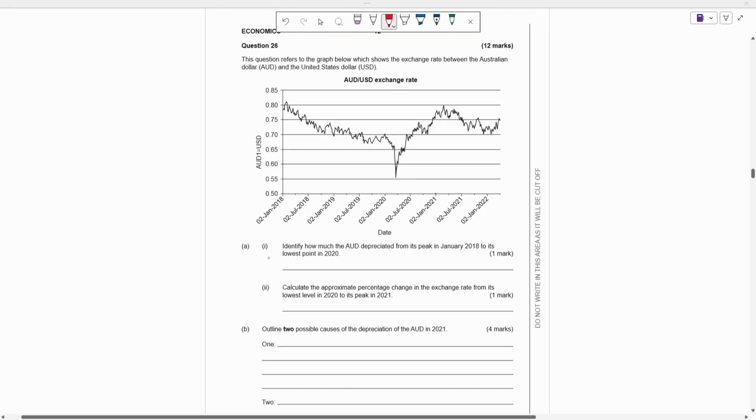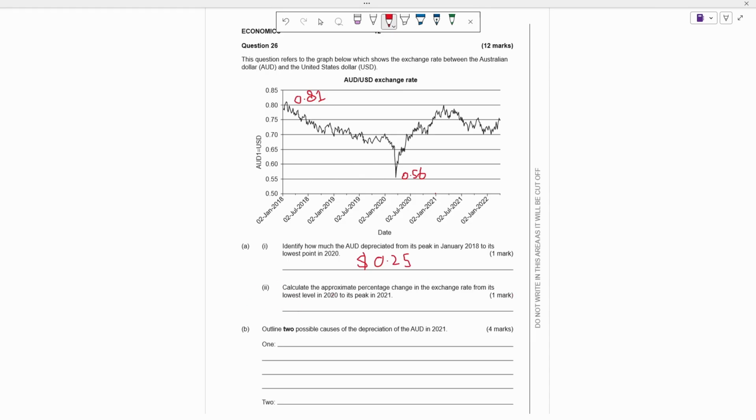Question 26A1. Identify how much the AUD depreciated from its peak in January 2018 to its lowest point in 2020. So its peak in January 2018 would be 0.81, or you could say 0.82. And its lowest point in 2020, you would say 0.56. So we're just calculating the depreciation. So that's 0.81 take away 0.56, and that's going to give us a depreciation of 25 cents.